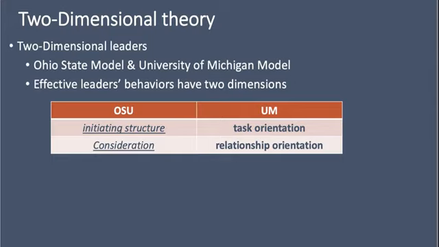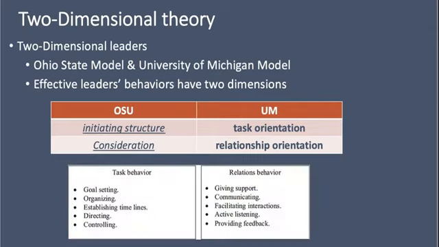They came up with very similar results. They think leadership behavior can be classified into two types. One type is called task orientation. The second type is called relationship orientation.